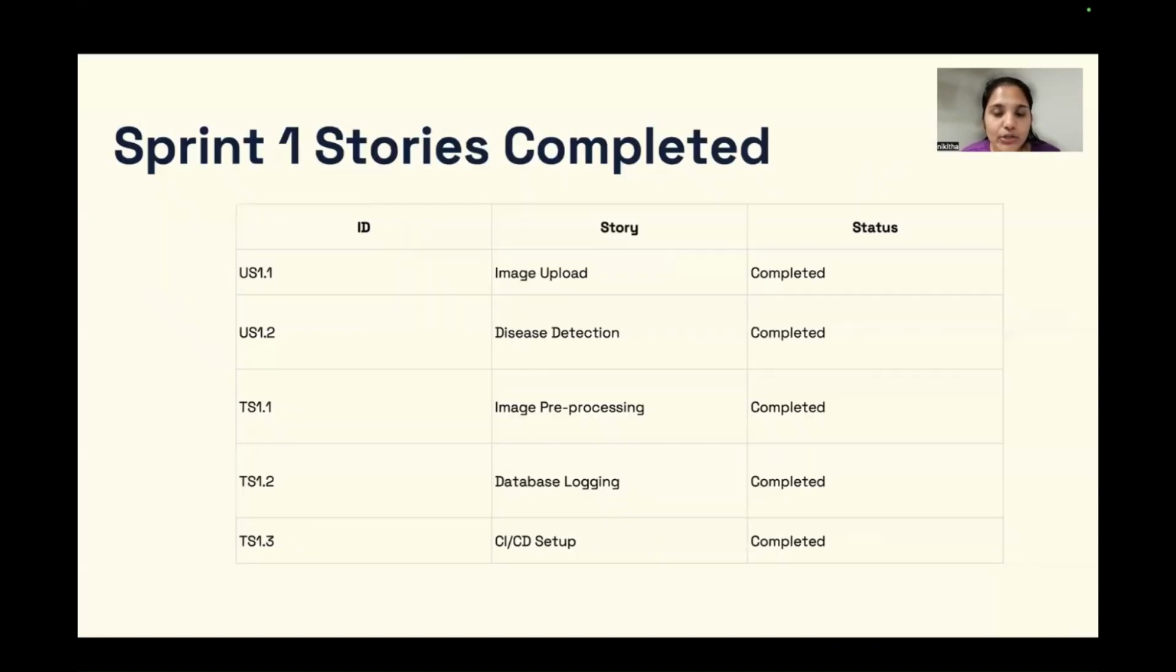Coming to the next slide, user stories. By the end of Sprint One, all planned tasks were completed successfully, and the system now allows the farmers to upload the images directly, detects the diseases, and receives direct feedback. Images are optimized before analysis, and results were secured based on the logins. The CI and CD pipeline ensures seamless deployment. With a stable foundation in place, the system is now ready for further enhancement in Sprint 2.